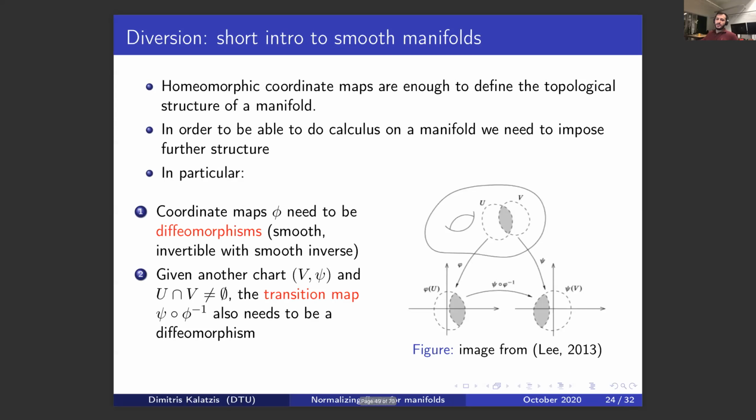First, we want our coordinate maps phi to be diffeomorphisms. That is smooth, as opposed to simply continuous, maps which are invertible and have smooth inverses. Second, given another overlapping chart (V, psi), the composition of psi with phi inverse needs to also be a diffeomorphism.